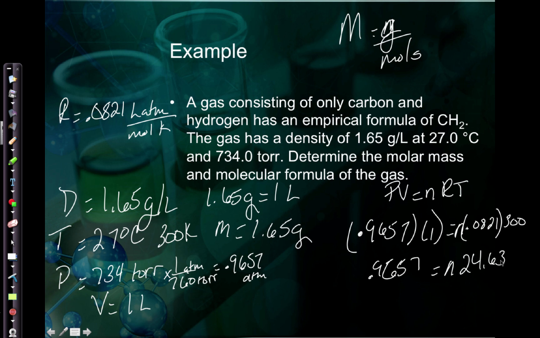Okay, so divide out the 24 now. So n is equal to 0.039 moles. Okay, so now I've got my moles, and I know my grams should be 1.65 at that volume. So I'm just going to stick it in and solve for my molar mass. So it's 1.65 grams divided by this many moles.